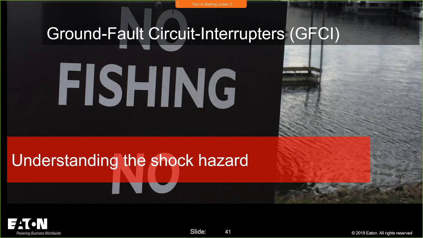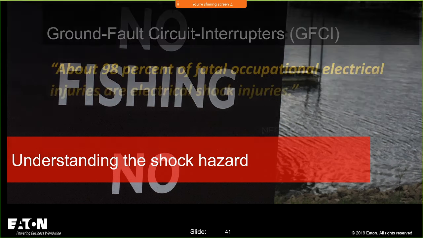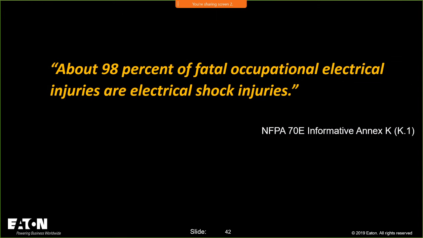So let's talk about the hazard, because it's important. If I want to understand GFCIs, we talked about how they function and operate, but now I want to talk about the hazard a little bit and why we have GFCI protection.